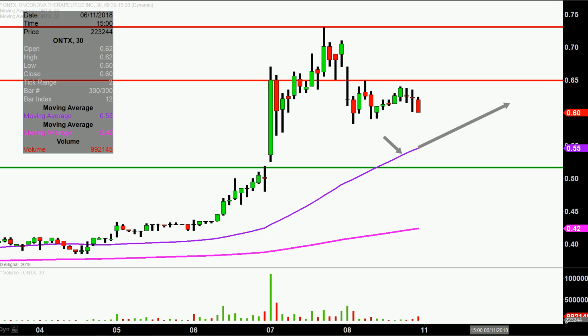In the event, though, the price cannot hold above that purple line next week and starts to fall down below it, the next key level of support is going to be right there at that green line, which sits at about 52 cents.